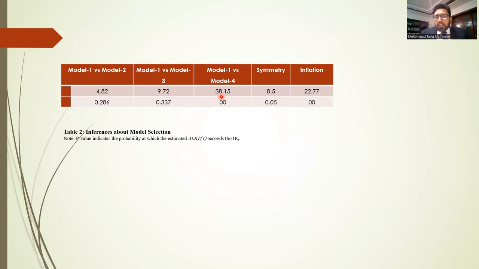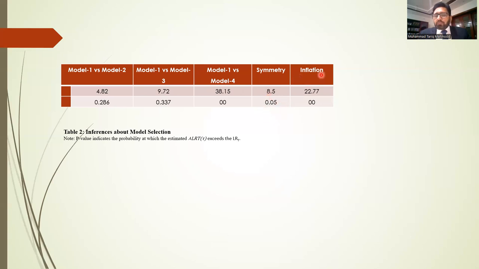The next column represents the symmetry test, whether the symmetric or the asymmetric model is accepted. In the symmetry test, the null hypothesis was that the central bank's behavior is symmetric, and we could not accept this hypothesis due to this probability. The acceptance probability is just 0.05%. So we reject the null hypothesis in this case, and the models are asymmetric.